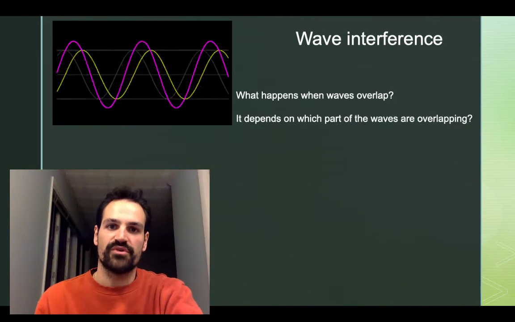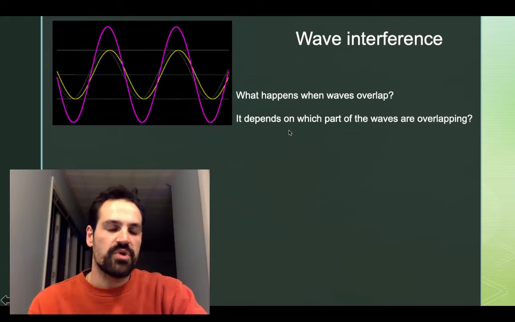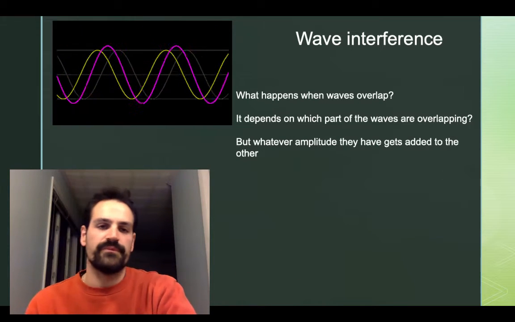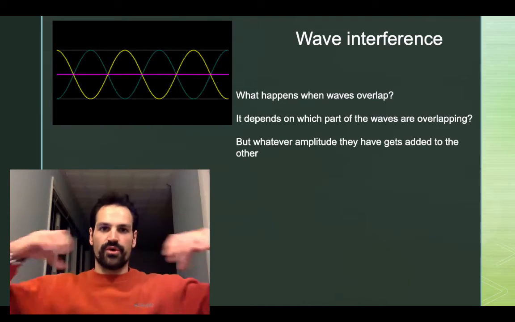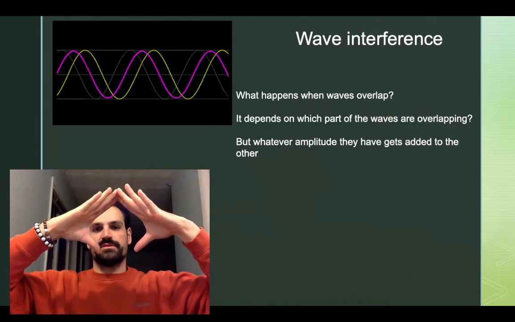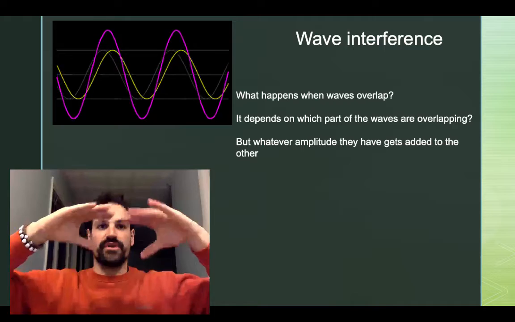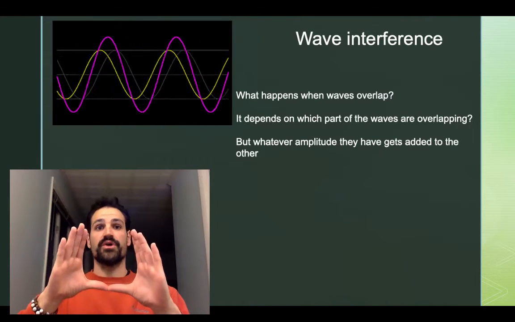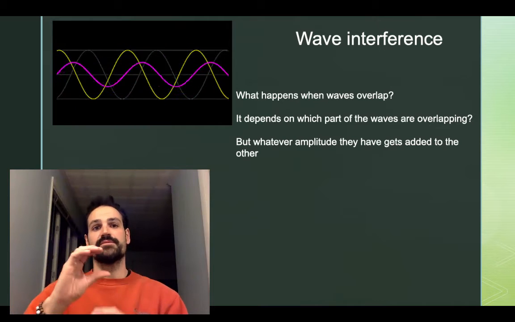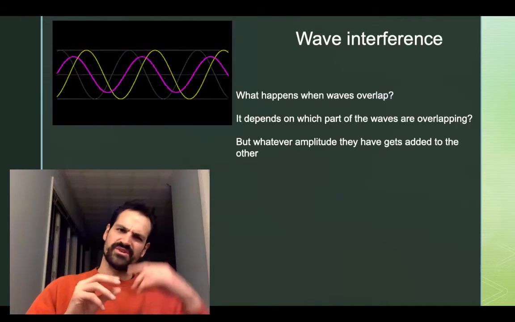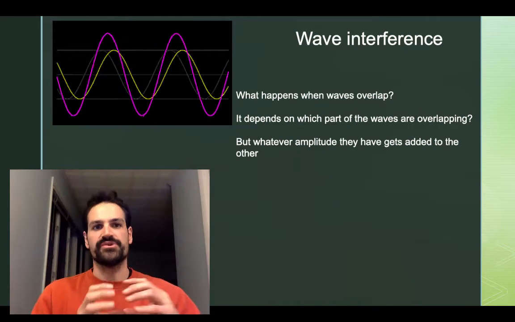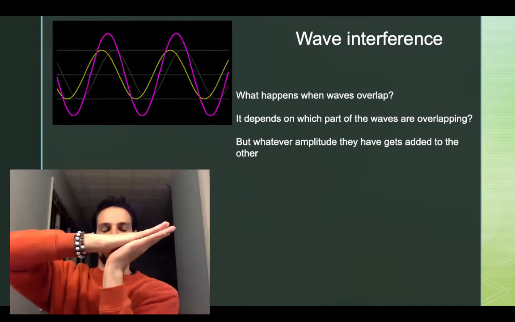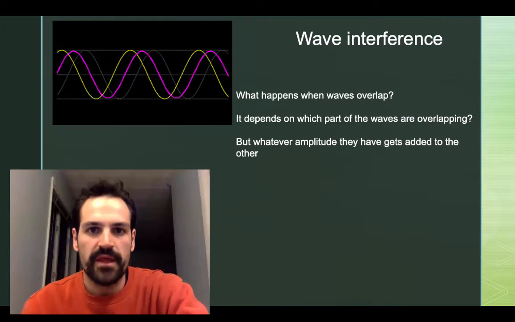So when two waves overlap, it depends on which part of the wave is overlapping. If you have two crests together, they're going to add and make a megacrest, also known as constructive interference. If you have two troughs, they're going to make a megatrough, also constructive interference. They're adding to make a bigger wave. Whether it's a crest or a trough doesn't matter. They're still building a bigger wave. Destructive interference is when they're working against each other and they collapse.